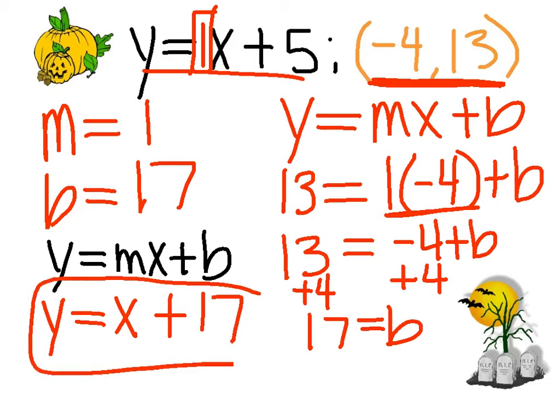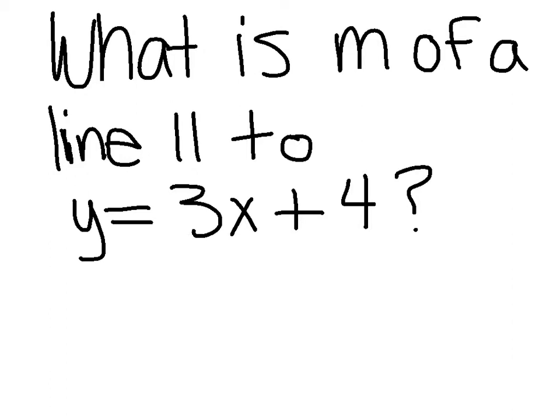So our final answer, the line that is parallel to this line that we were given and that passes through this point that we were given, is y equals x plus 17. Alright, walk back. Go ahead and just bring it up. If the line is parallel to this equation right here, that means we're going to have the same slope, so our slope is 3.